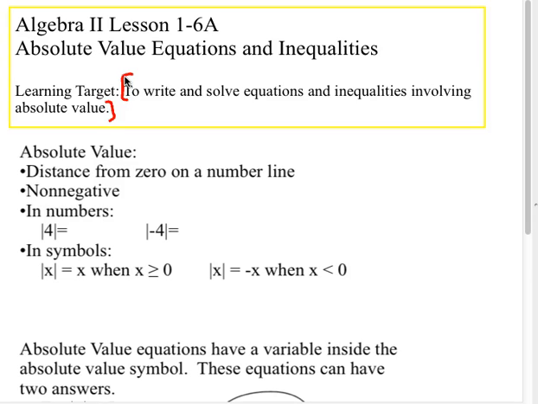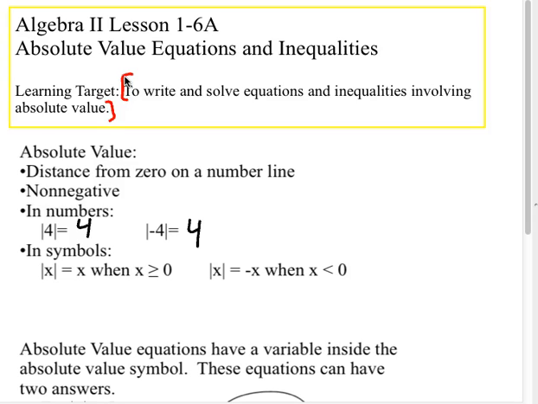So in numbers, what this means: the absolute value of 4, well, 4 is 4 away from 0 on the number line. Where it gets interesting is when you're looking at negative values. The absolute value of -4 is +4. It's still 4 away from 0. When you take the absolute value of a number, it wipes off the sign.